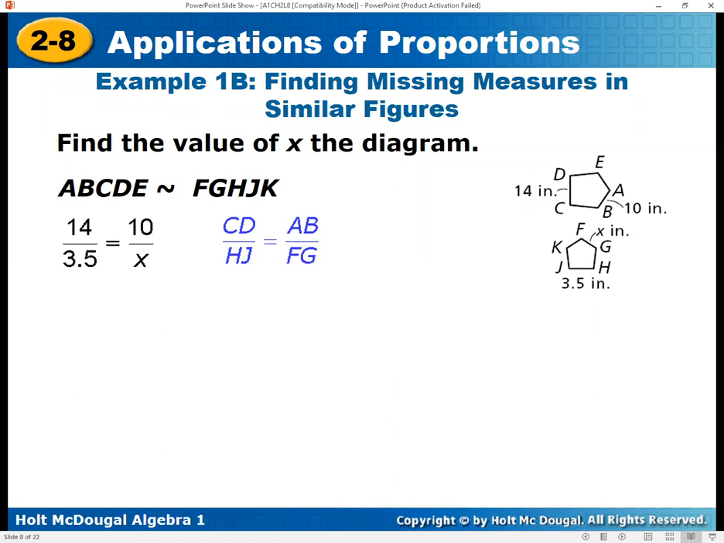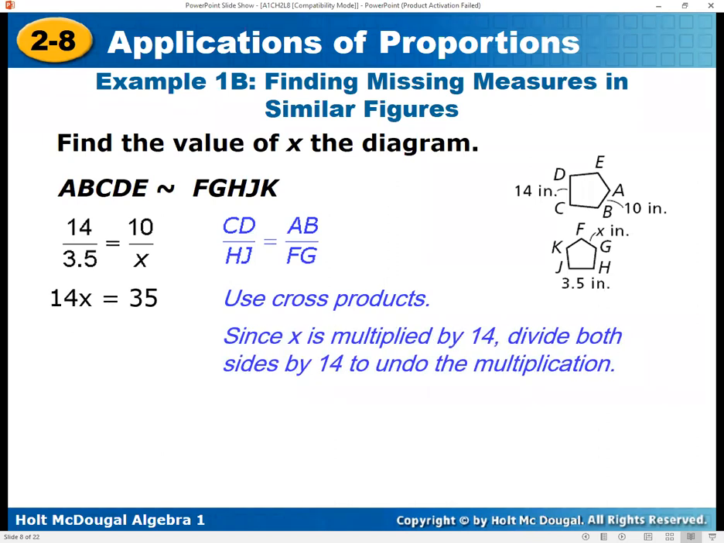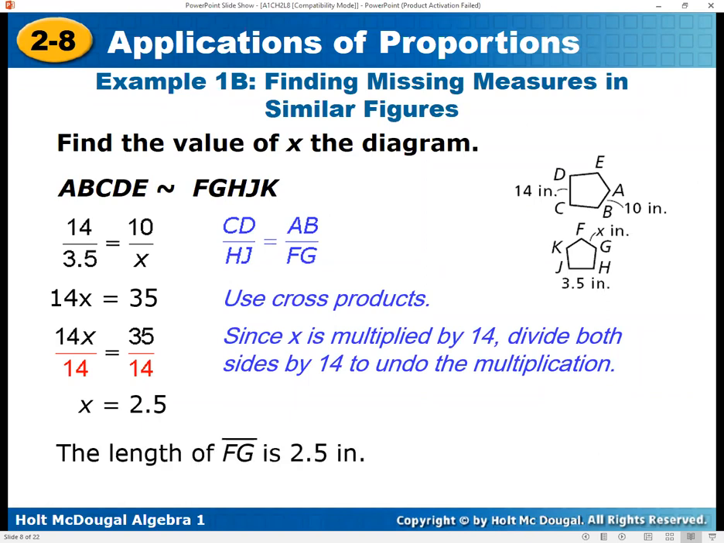Then we will solve the normal equation. We will make cross multiplication at the beginning. It will be 3.5 times 10 equal 14x. Then 14x equal 35. We will divide both sides by 14, which means the answer will be 2.5. Then the length of FG is 2.5. Agree with me?